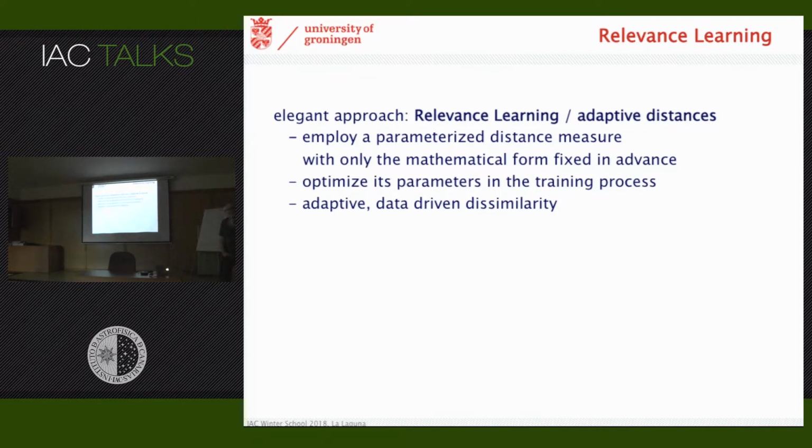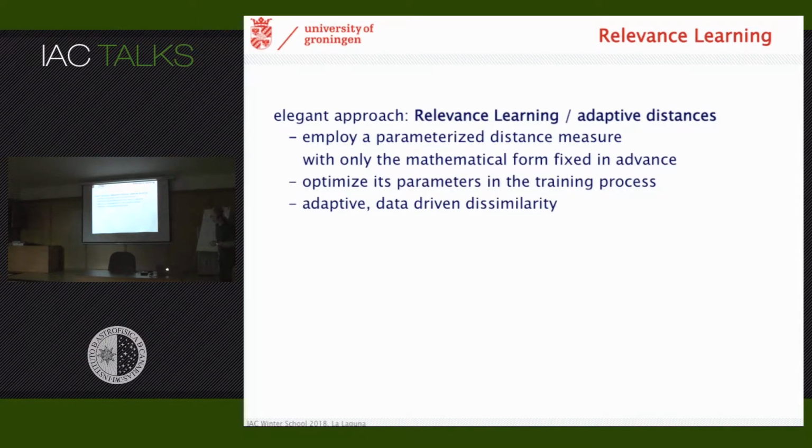And this sounds like a strange idea at first. Instead of using a fixed distance measure, let us only fix the mathematical form of the distance measure. Let's parameterize a distance measure, and then this distance measure has parameters that we can play with, and we can tune the parameters in the training process. So we will not only push around the prototypes, at the same time we will change the definition of the distance in the learning process. Sounds a bit weird, but it's an attractive concept and we will see it works.